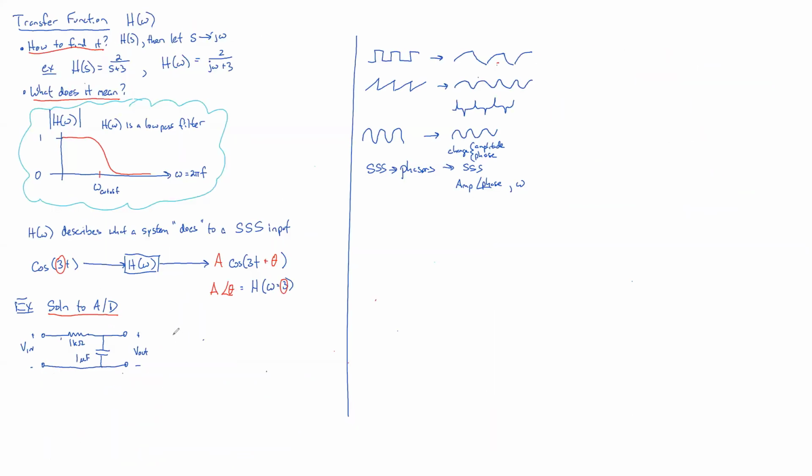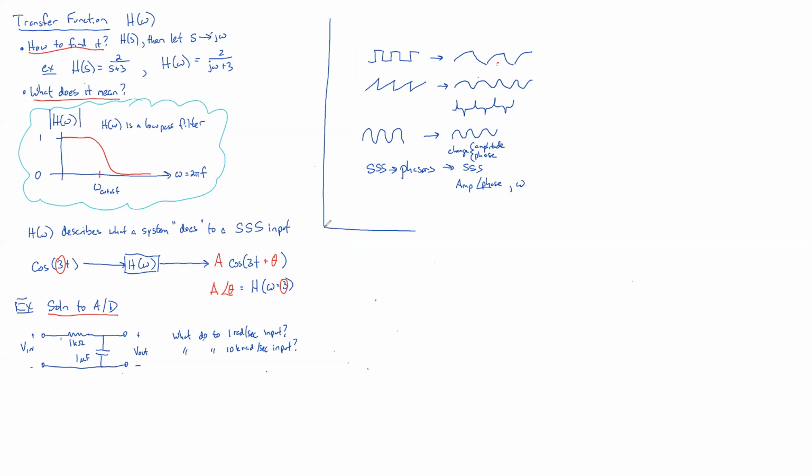And my question is, what does this do to a 1 radian per second input? And what does it do to a 10 kilo radian per second input? The point is that we would like it to pass the low frequency, and we'd like it to stop the high frequency. So this whole section is just sinusoidal steady state in, gives you sinusoidal steady state out, but that's not true in general for other non-sinusoidal steady state inputs.